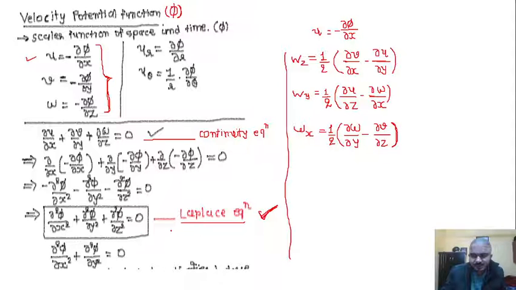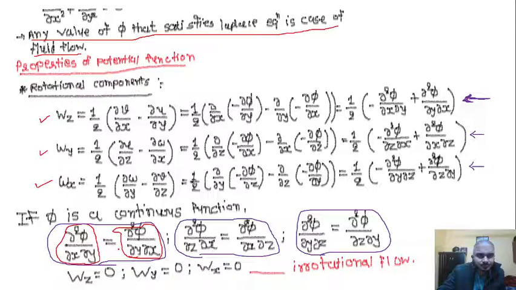So this is known as the Laplace equation, and if we take this into two dimensions, then the third component is not considered. Then we have the Laplace equation as del 2 phi over del x square plus del 2 phi over del y square equal to 0. So here it is written that any value of phi that satisfies the Laplace equation is a case of fluid flow.